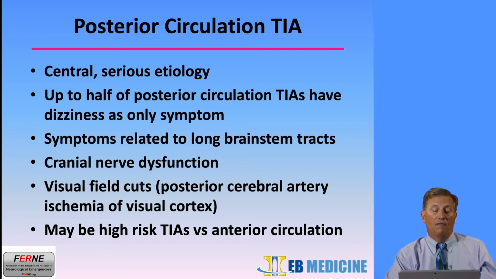There can be visual field cuts because the posterior cerebral artery supplies the visual cortex, and in the presence of ischemia, there can be visual field cuts. And these patients are considered high-risk TIAs as compared to those with anterior circulation because it can progress quickly to a posterior circulation stroke with the attendant complications seen there.